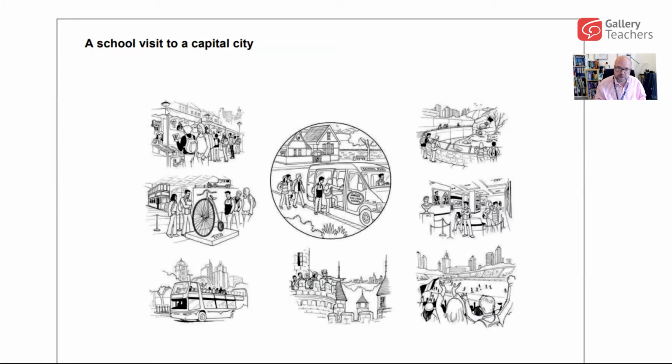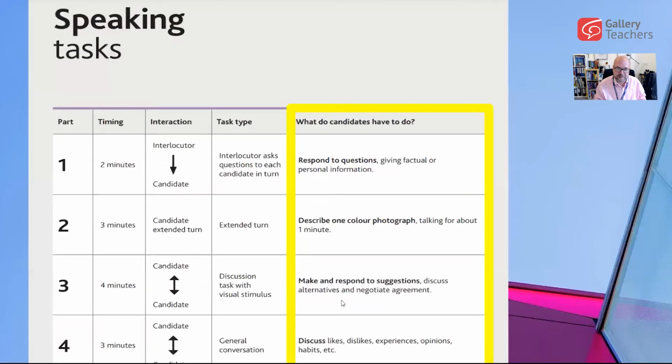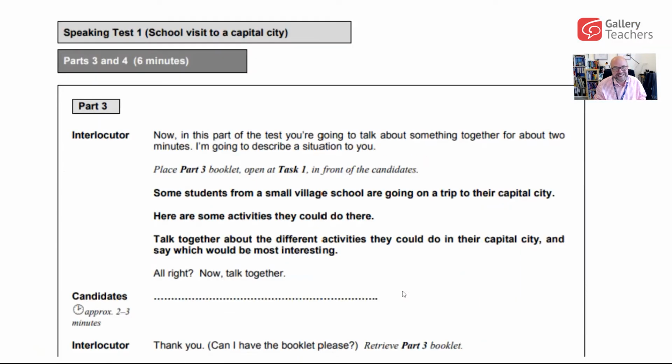Now, of course, this is going to require a certain amount of vocabulary. It might be minibus, museum, zoo, tour bus, castle. But that can all be covered in language classes, and indeed should be covered in language classes. What's much more interesting, I think, is what's happening here in terms of the discussion of alternatives and the negotiation of agreement. And that's what I think should be our focus in speaking classes.